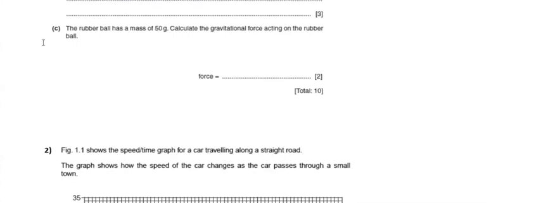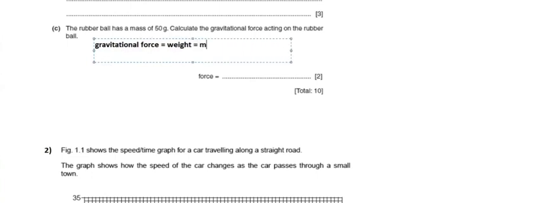Then the C part of the question: the rubber ball has a mass of 50 gram. Calculate the gravitational force acting on the rubber ball. So the gravitational force is what? It is nothing but the mass into the acceleration. So you can write down here the weight or gravitational force. Gravitational force, that is nothing but the weight. You can write down either. Writing down both is not necessary. That is nothing but mass into acceleration due to gravity, that is given by the letter g here.